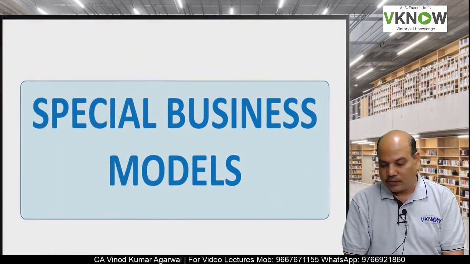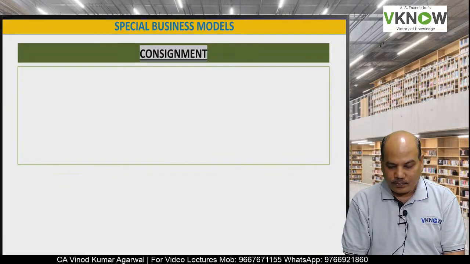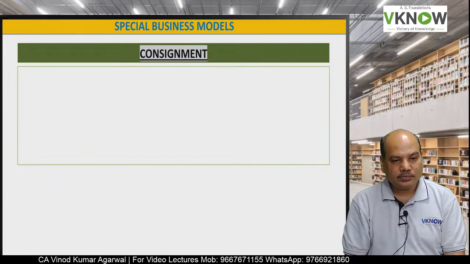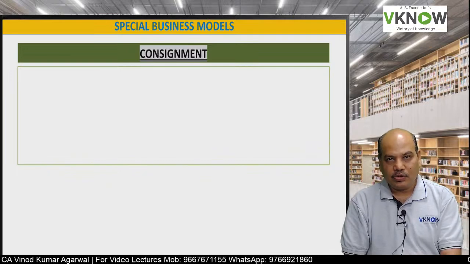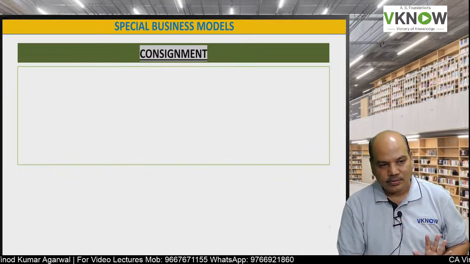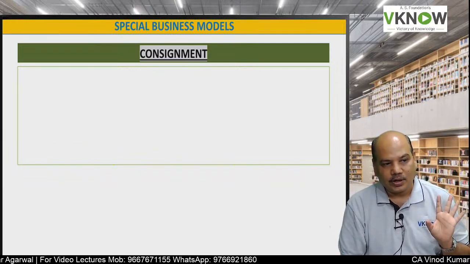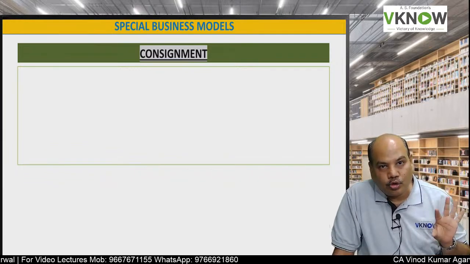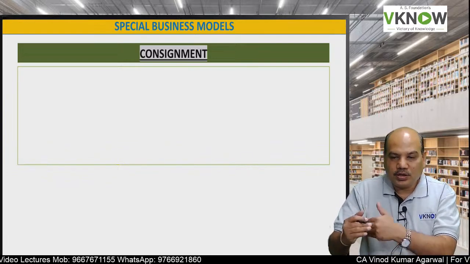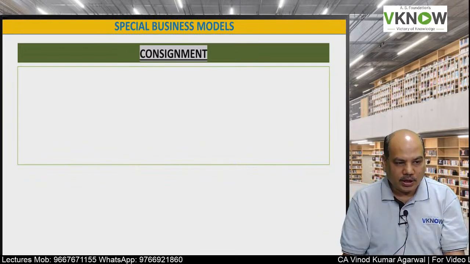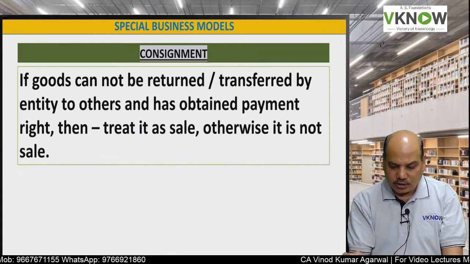Now the next task is to understand some special business models. Like for example, consignment. Consignor sends goods to consignee. This type of question they ask for 4 to 8 marks in the exam. When should revenue be recognized? When consignor sends to consignee or consignee sells to a third party? That is the question. So we have to apply this test.